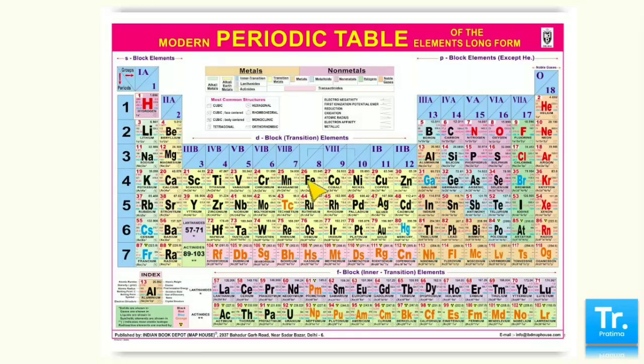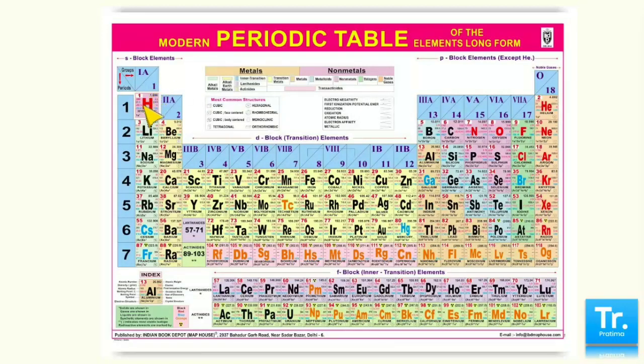Now since I am already there in the modern periodic table, let me tell you that you all have to learn group 1, group 2, group 17 and 0 group. I have already named them: alkali metals, alkaline earth metals, halogens, and inert gases. You have to learn all the members of these 4 groups along with their symbols.